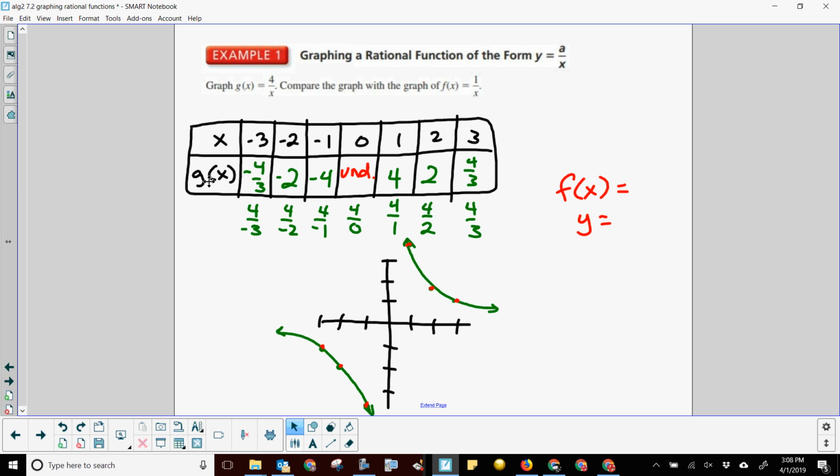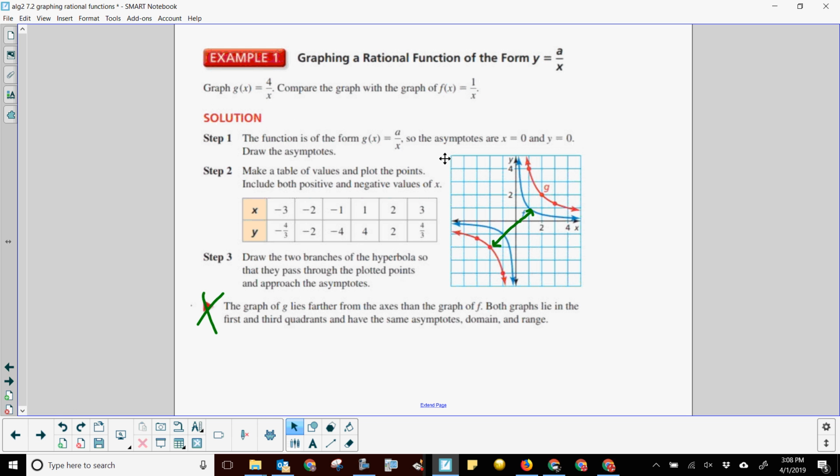Your g of x, don't forget, is your y value, because these are now just xy points. -3 and -4/3. -3 and -1 1/3 basically. G of x and f of x and y, they're all the same, or for the most part, they're all the same. So g of x is your y value of your xy points. And that's what we did.